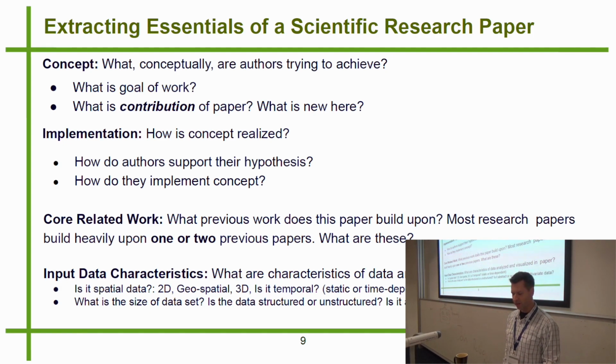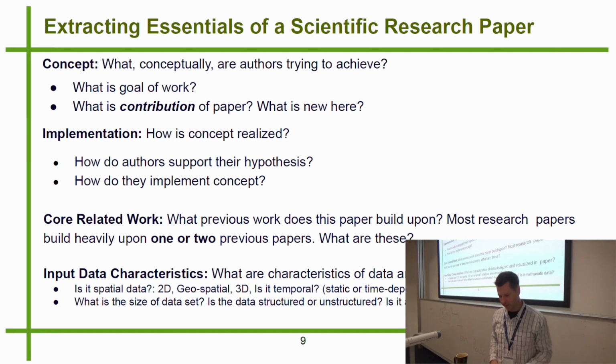There's usually a related work section. What previous work does this paper build on? Most research papers, if you look carefully, build on 1 or 2 previous papers that are core, like they're the most important. So we want to try to identify what the most important previously related work is from the selection. Usually there's 20 or 30 in a related work section, but usually you can identify 1 or 2 that are the most important from the rest.